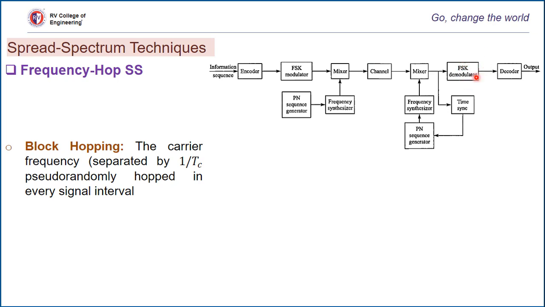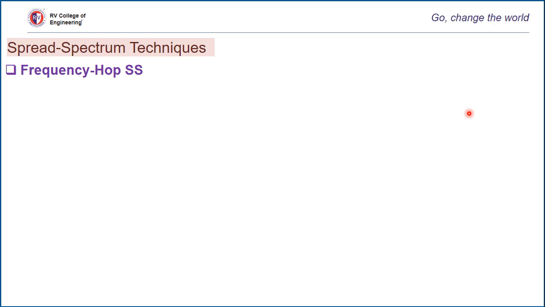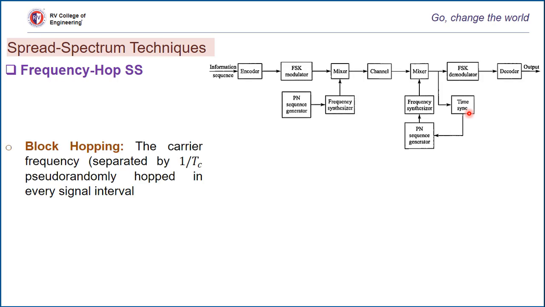To implement this M-array detector, we may use a bank of M non-coherent matched filters, as you have seen in demodulation of M-array FSK signals. Each of them is matched to one of the MFSK tones. An estimate of the original symbol transmitted is obtained by selecting the largest filter output. That's the case with matched filter detection.